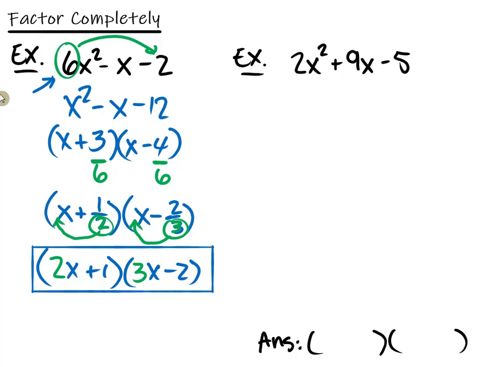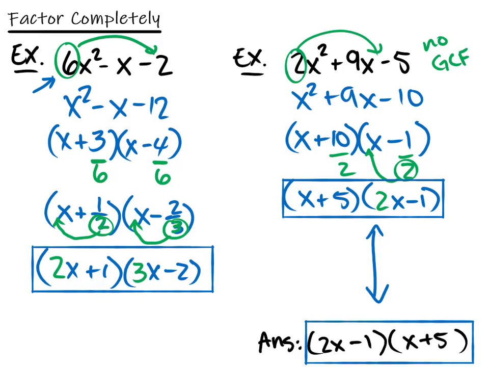Lastly over here, here's one for you to try. I'm going to put the answer at the bottom in a second, but pause the video, try this one out, see if you can get the answer. All right, here is the work. There's no greatest common factor. If you followed our steps, you should have ended up with x plus 5 times 2x minus 1, or the other order, which I wrote at the bottom of the screen, 2x minus 1 times x plus 5.